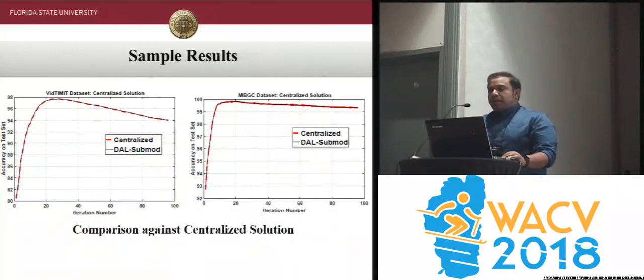This slide shows a comparative analysis of the distributed solution against the centralized solution. By centralized solution, we mean the solution that we would have got if we had the entire unlabeled data in a single computer, and if we were able to run the greedy algorithm in a single machine. We note that the two active learning curves are very close, which shows that the solution obtained by the distributed algorithm is very close to the centralized solution.